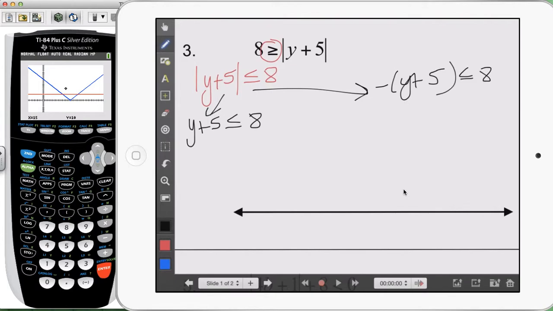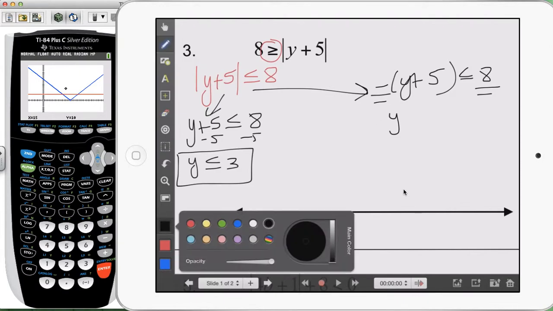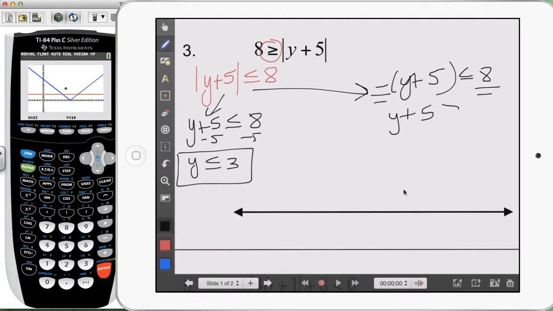And then what I'm going to do is solve for my y. So y is less than or equal to 3. Now over here, I'm going to divide by negative, or you can just distribute the negative and divide later on. So I'm going to end up with y plus 5 is greater than or equal to negative 8. Subtract 5 from both sides. So y is greater than or equal to negative 13. Now again, I'm going to graph those.